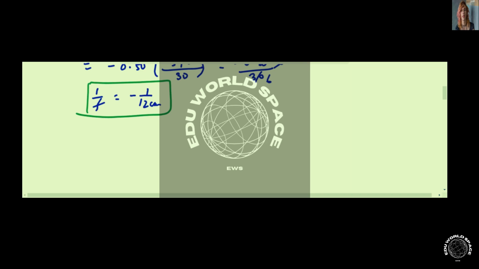Now we will be plugging in the formula 1 by s plus 1 by s dash equal to 1 by f. So 1 by s dash will be equal to 1 by f minus 1 by s. So 1 by f is minus 1 by 12 centimeter, and 1 by s will be equal to simply 18.